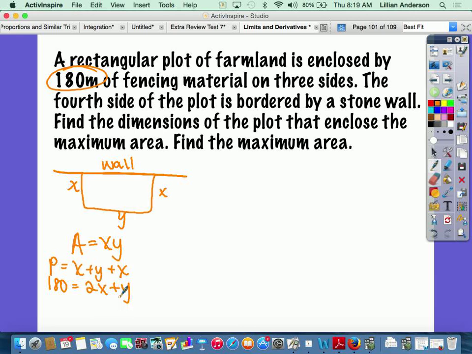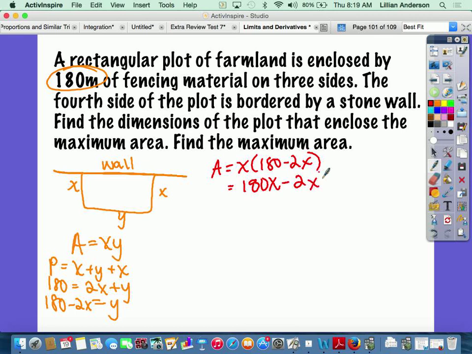So if I solve for one of my variables, then I'll be able to basically plug it in. Okay? So I'm going to solve for y just so I don't have to deal with any fractions. So 180 minus 2x equals y. So now I'm going to go back and plug it in. And I see that the equation I want to optimize, or I want to find the maximum of, is this equation right here.